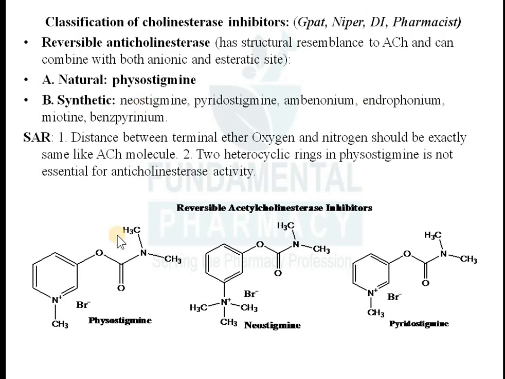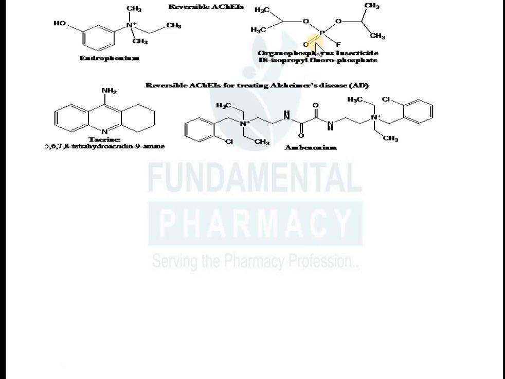Among the rest, physostigmine is a specific antidote for atropine poisoning. Remember, physostigmine is a specific antidote for atropine poisoning. Neostigmine and pyridostigmine are used in glaucoma and other conditions. Now the next one is organophosphorus compounds. They are known as irreversible anticholinesterases.